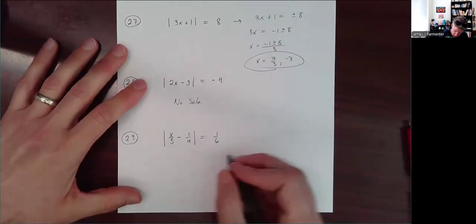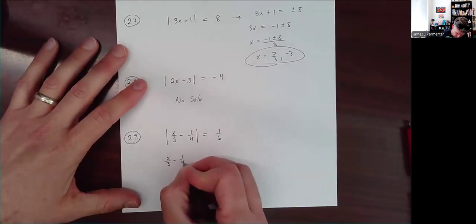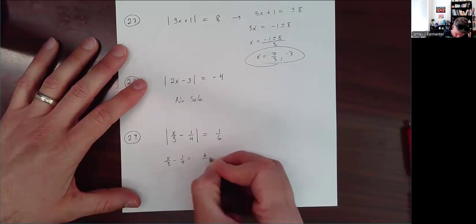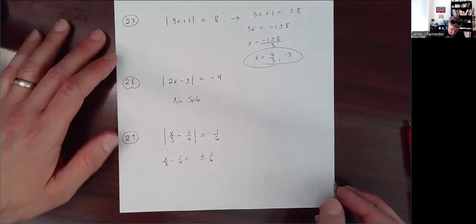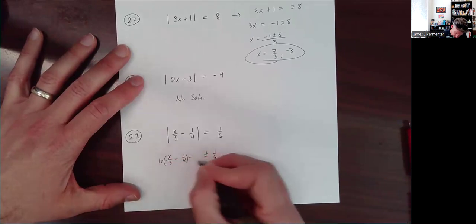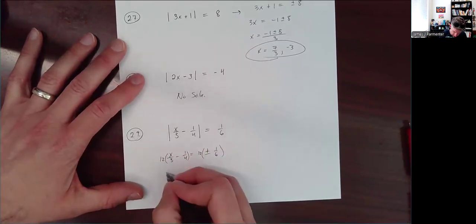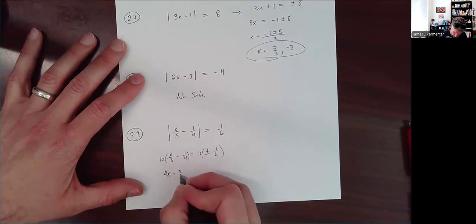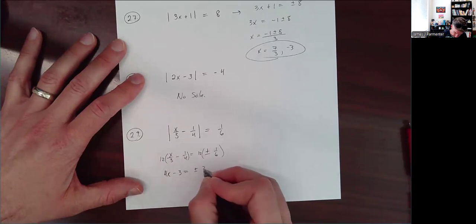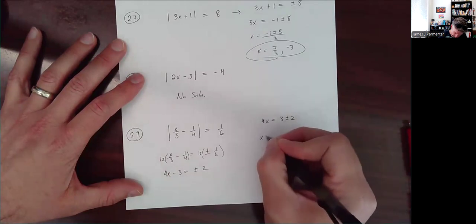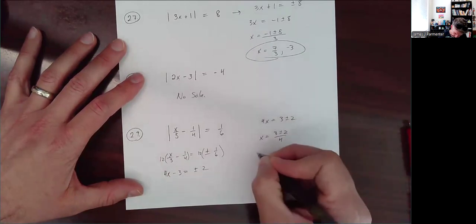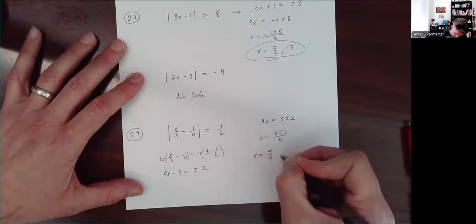And finally, this one, we're going to write x over 3 minus 1/4 equals plus or minus 1/6. Then I would do the same thing we did for problem 20. I'm going to multiply both sides by the least common denominator, which is 12. So 12 times x over 3 is 4x, 12 times 1/4 is 3, 12 times plus or minus 1/6 is plus or minus 2. So then 4x is equal to 3 plus or minus 2. X is equal to 3 plus or minus 2 over 4. So x is equal to 3 plus 2 over 4, or 3 minus 2 over 4.